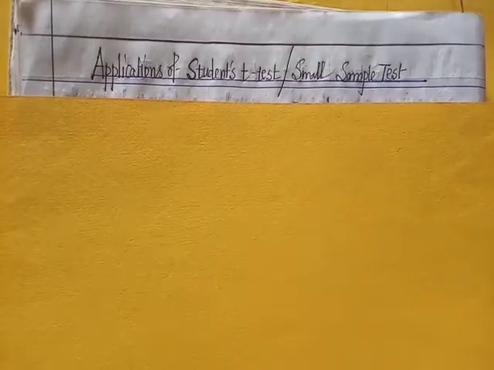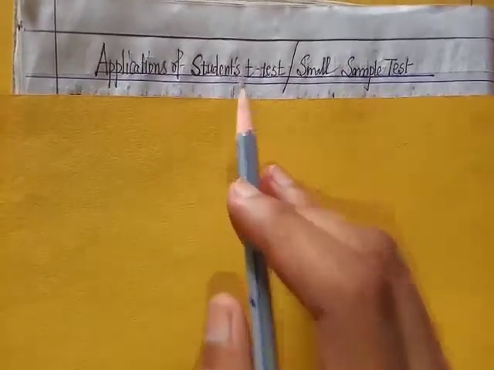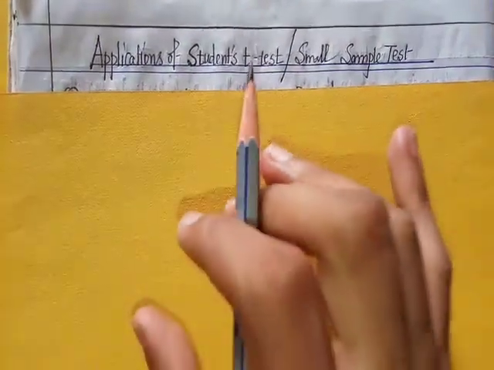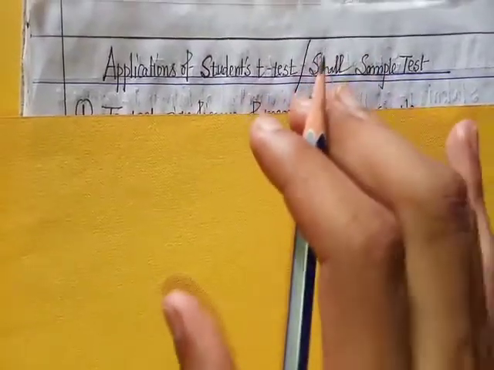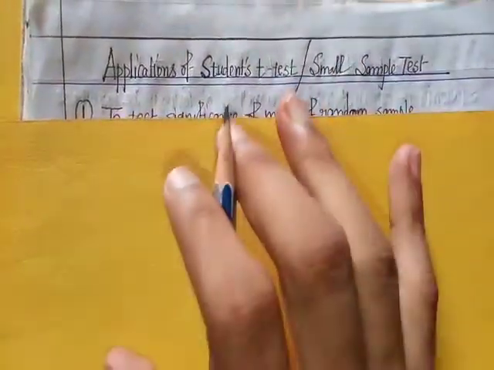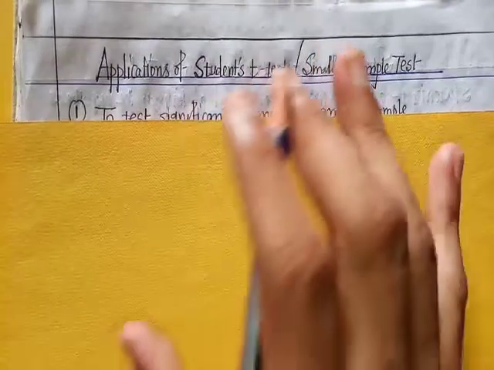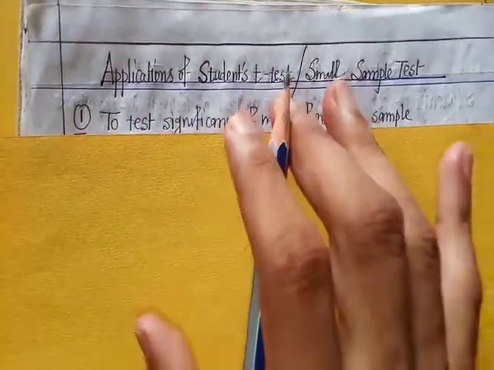Next, applications of student t-test or small sample test. We already discussed large sample tests, meaning z-test and chi-square test. This is student t-test or small sample test. Small sample means sample size is less than 30. There are various applications of student t-test or small sample test.